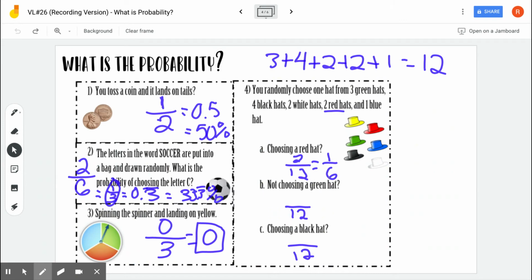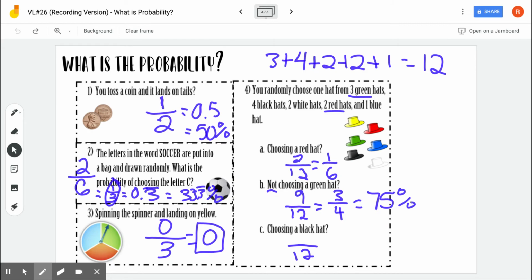Probability of not choosing a green hat. So that means all of your possible options is everything that's not green. So take away the 3 green hats and you're left with 9 possibilities. So it's 9 over 12, and then that can simplify to 3/4. So your probability of not choosing a green hat is 3/4, also known as a 75% chance.